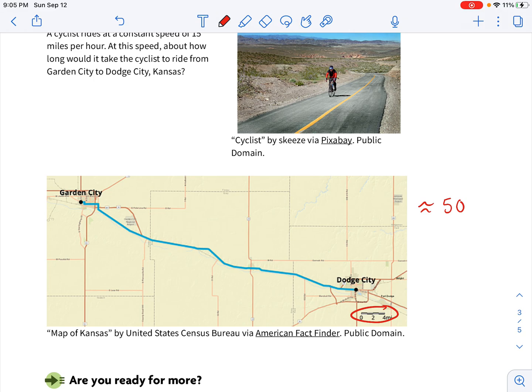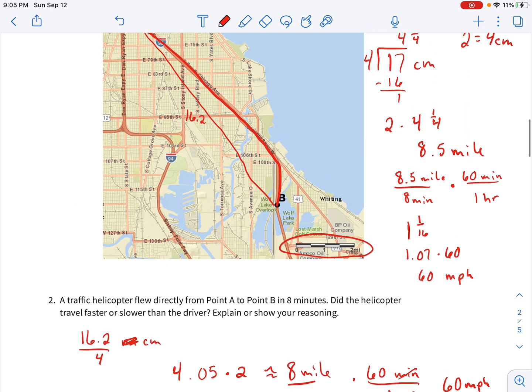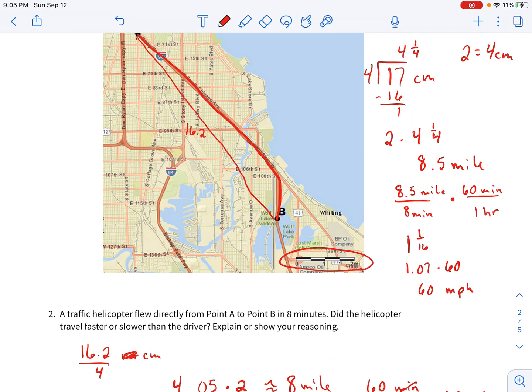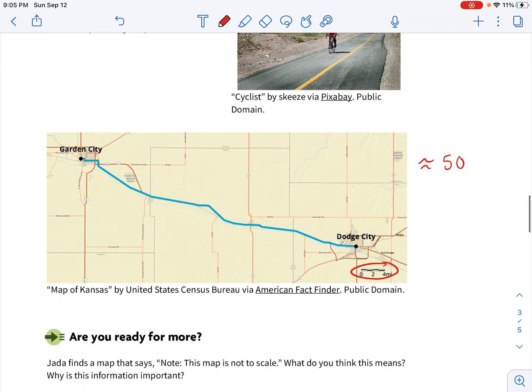And when you measure that, you'll get the ratio to divide by, just like what we did up here. 2 miles is equal to 4 centimeters. And this one, depending on what that measures, I'm going to say it's probably about 1 centimeter is equal to 4 miles. And so once we measure this out, it comes out to be about 50 miles in distance.